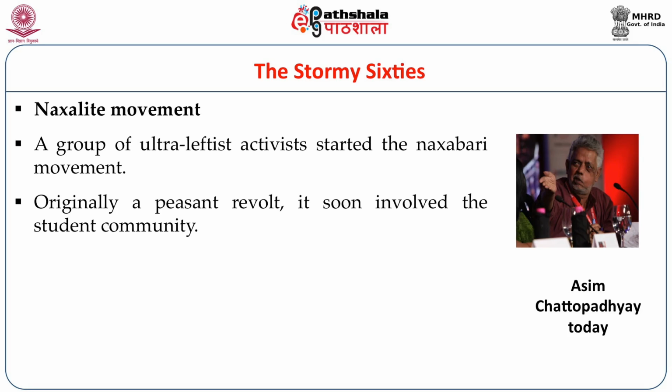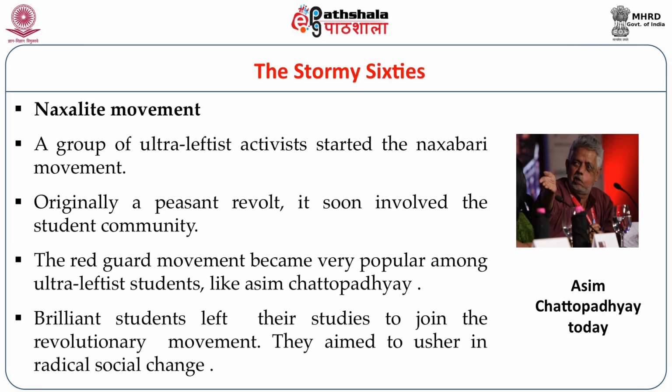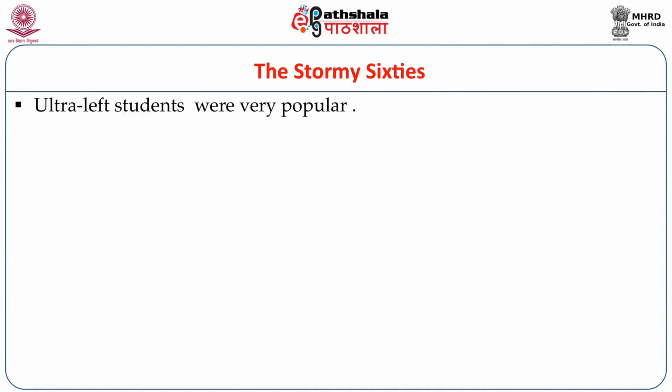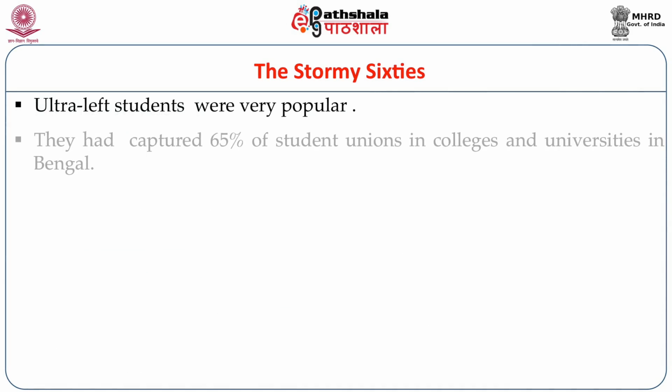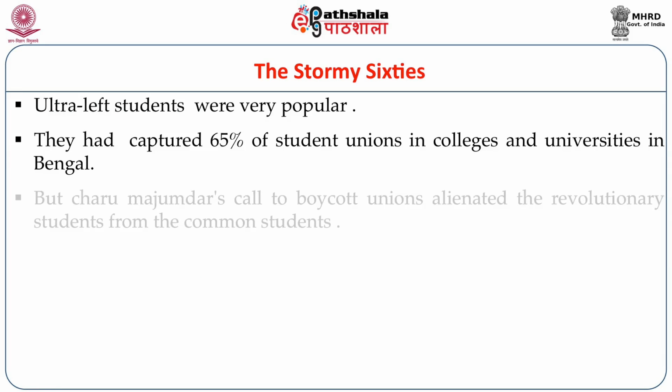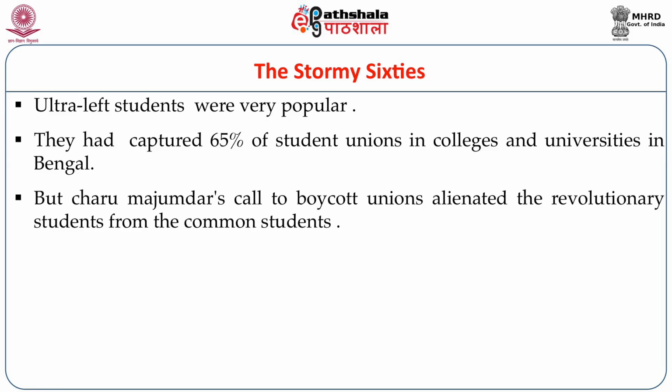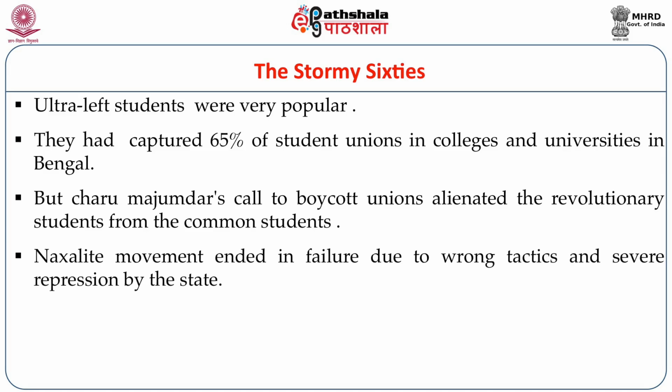Inspired by the Chinese Cultural Revolution, the Red Guard movement involved ultra-leftist students like Ashim Chattopadhyay. Ultra-leftist students were very popular on campus. They had in fact captured 65% of the students' unions in colleges and universities in Bengal. But Charu Majumdar's call to boycott unions alienated the revolutionary students from the common students. The Naxalite movement ended in failure due to the wrong tactics of the Naxal leadership and severe repression by the state.